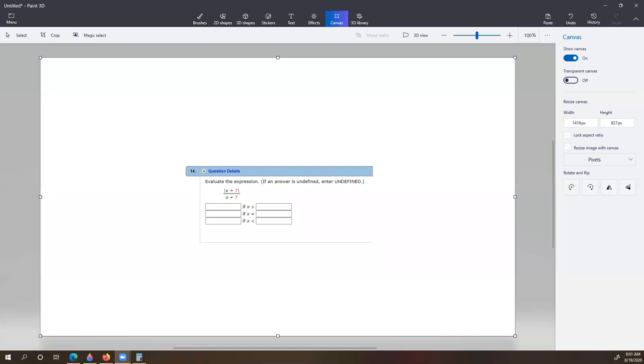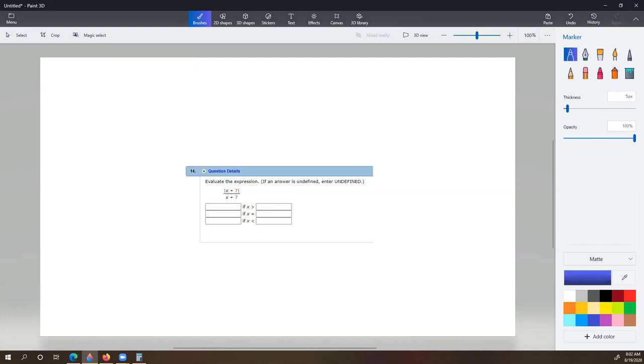Props to you guys who were using WebAssign's built-in Ask the Teacher button, because that worked out really well. You all had basically the same question, and I saw five students ask about this question, so let's talk about it, because it's very poorly written.